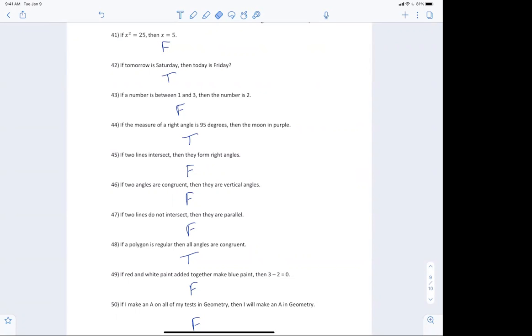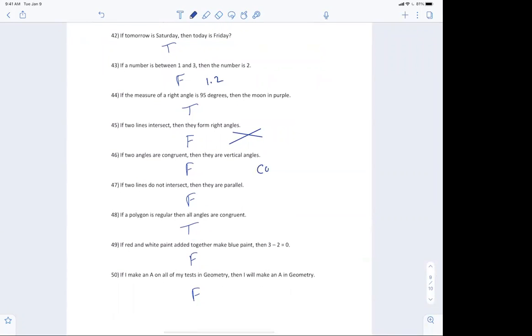On the test, do we need to give a counterexample if it's false? Yes. Here I should have written x equals what? X equals -5. Then over here you could say 1 point whatever 2. If two lines intersect, then they form right angles. If two angles are congruent, just write corresponding angles is fine with me. If two lines do not intersect, then they are parallel. Skew.